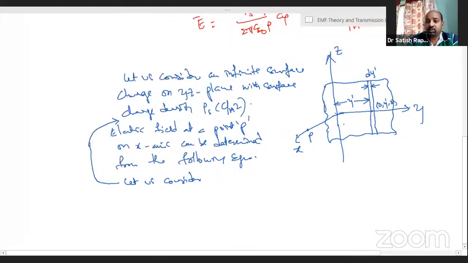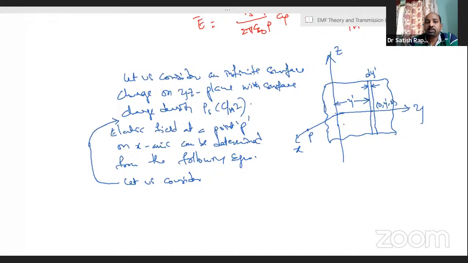I welcome you all for today's EMF session. In the last class, I discussed electric field due to line charge and related problems. So far we have completed electric field due to point charge and electric field due to line charge. So today we are going to discuss electric field due to surface charge. In my last class, I gave the introductory part of electric field due to the surface charge.